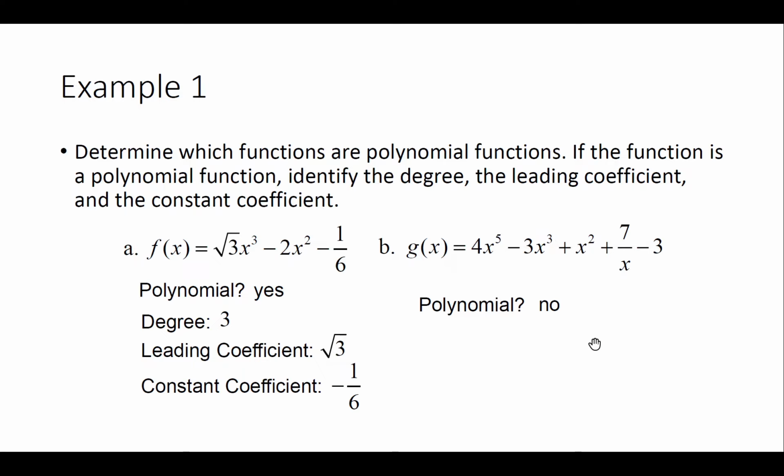But this is not a polynomial because of this x. This 7 over x can be written as 7 times x to the power negative 1, because of the negative exponent. This is not a polynomial.